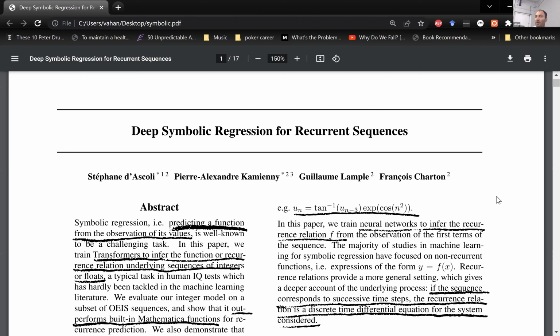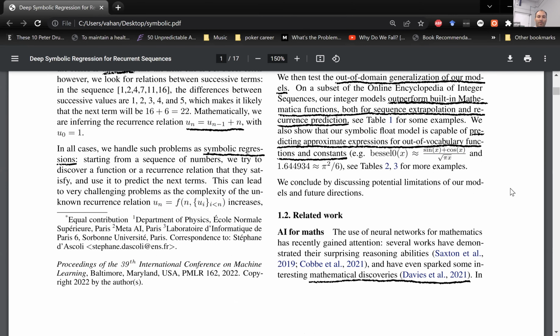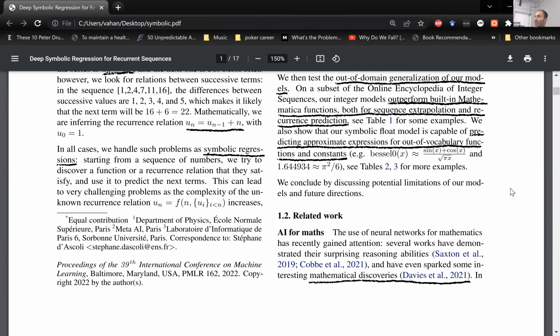So we'll start with a problem setting, the main contributions, a bit of related work, and then we look at the method and lots of experiments. That's the best part. They did a lot of experiments. Okay.